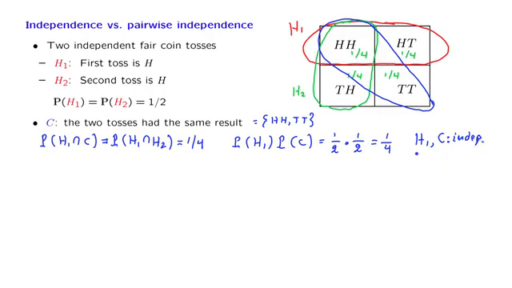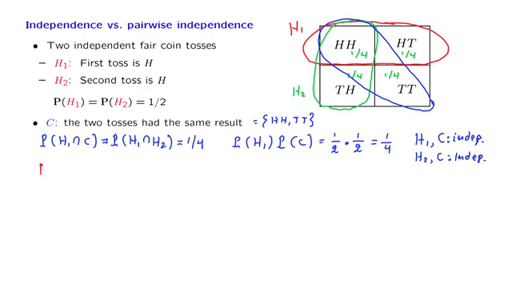By the same argument, H2 and C are going to be independent. It's a symmetrical situation. H1 and H2 are also independent from each other. So we have all the conditions for pairwise independence. Let us now check whether we have independence. To check for independence, we need to also look into the probability of all three events happening and see whether it is equal to the product of the individual probabilities.